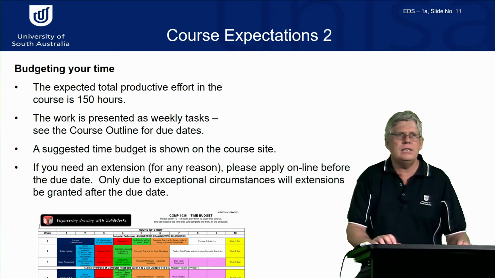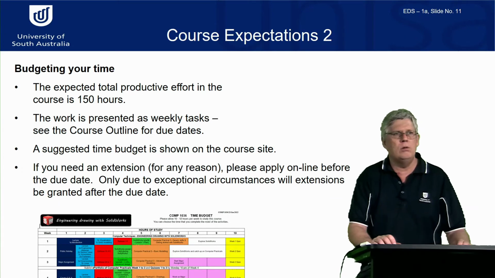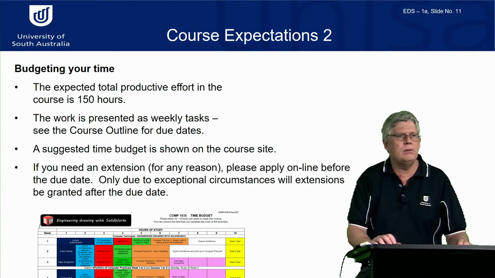For this course, there is a time budget available. For each course, which is worth 4.5 units, you'll get used to that terminology, there's about 150 hours of content. So for engineering drawing with SOLIDWORKS, there should be about 75 hours that you spend on this course to help learn this material. There's a course budget which shows how that 75 hours could be spent. So have a look for that course budget on the course site.